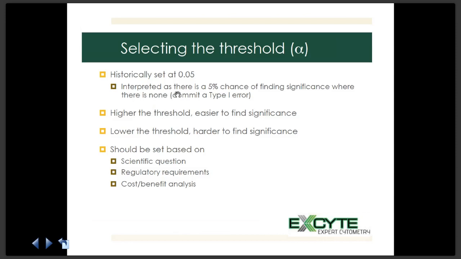That threshold is historically set at 0.05. This is interpreted as there's a 5% chance of finding significance where there is none. That is the idea of committing a false positive, or a type 1 statistical error. As you increase the threshold, it becomes easier to find significance. As you lower the threshold, it becomes harder to find significance.